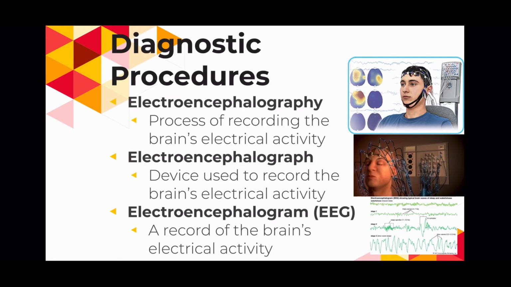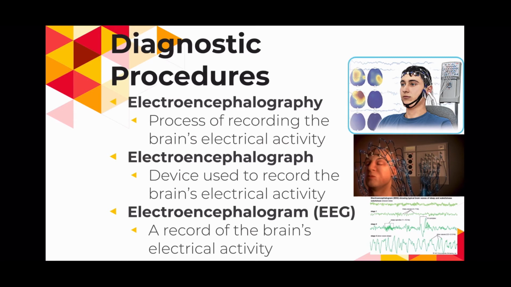And finally, the suffix gram, as you can see in the third word on this slide, refers to an actual recording. So an electroencephalogram is going to, also known as the abbreviation EEG, which is one that you need to know. That is the actual recording of the brain's electrical activity that the doctor would then study to make a diagnosis. So you can see on the slide that bottom picture with the green waves, that would be an electroencephalogram.